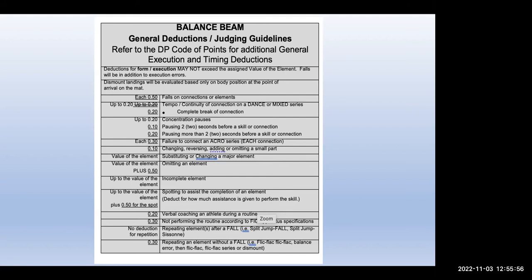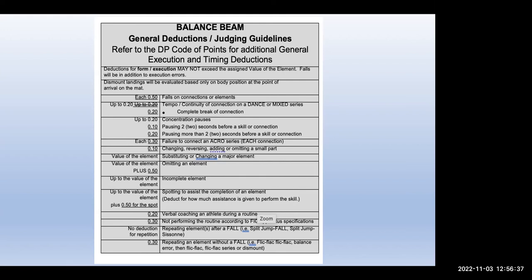The next thing, Linda did this already on bars, omitting an element. Instead of in the compulsory book where you have double the value, it's only the value plus 5. Incomplete element is obviously not in the optional book. You wouldn't give them credit depending on how much they do. The spotting, Linda went over that as well already. Verbal, that's the same as what we've done. Not performing the routine according to the FIG specs: we don't have that in the compulsory book or in the optional book, but it's what they want moving forward with these routines so that they're preparing them for the elite compulsory.